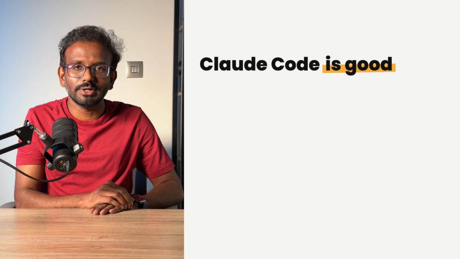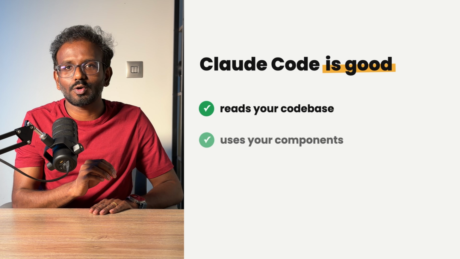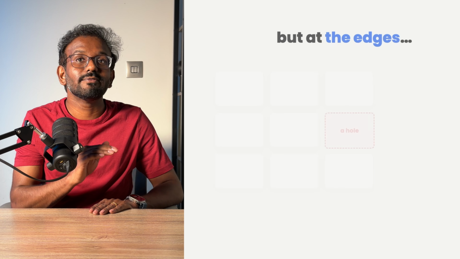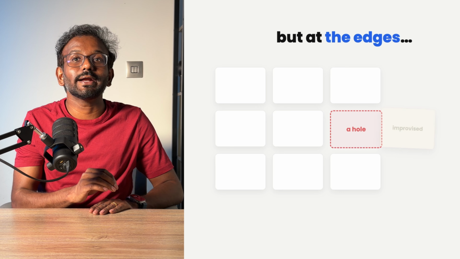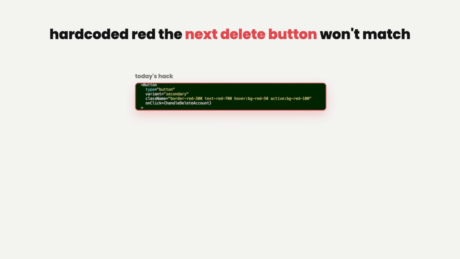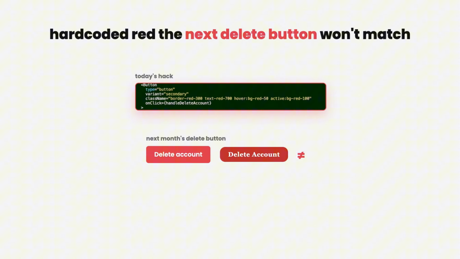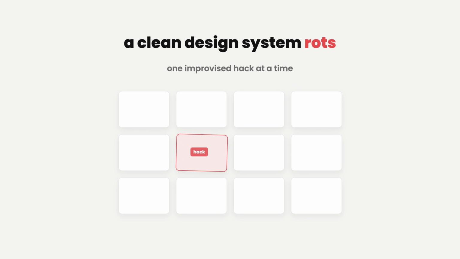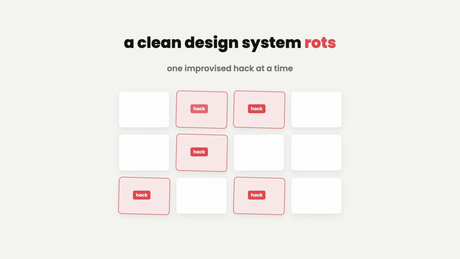Modern Claude Code is good. It reads your code base, it uses your components, but at the edges where your system has a hole, it quietly papers over it instead of flagging it. Now you have got hard-coded red styling that the next delete button won't match. That's how a clean design system rots. One improvised hack at a time.